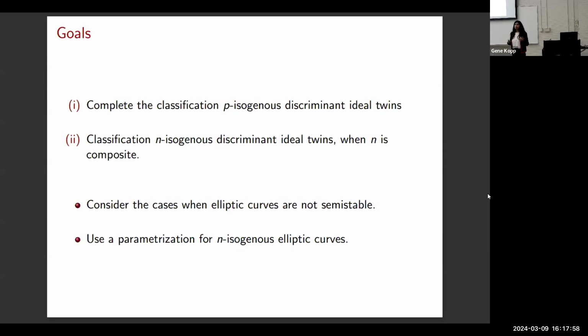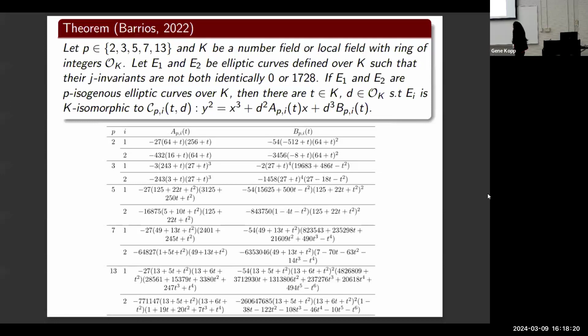Now we have to leave this semi-stable reduction case, and look at the general case, where other bad reductions are happening at other bad primes. We will also use the parametrization of these elliptic curves to do that. So this is what we are going to do in the next slides. This is the parametrization given by Alex Barrios, and we are using it for this work.